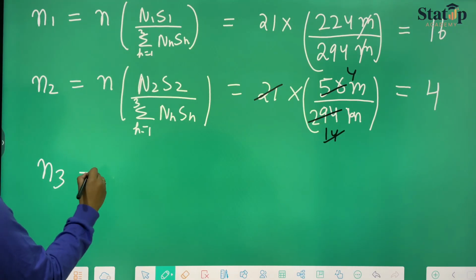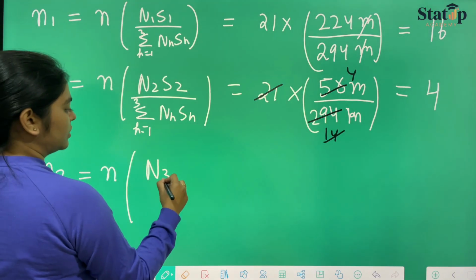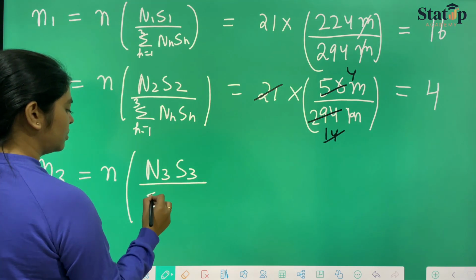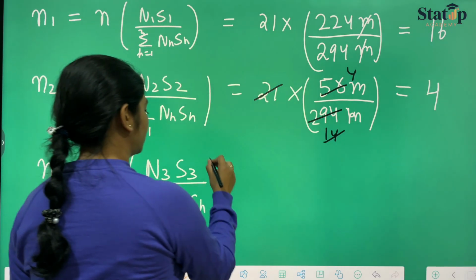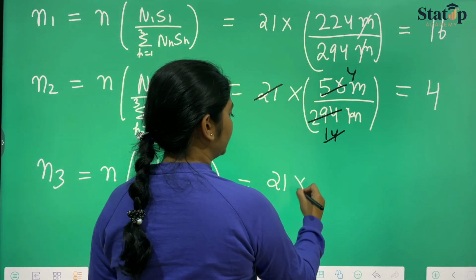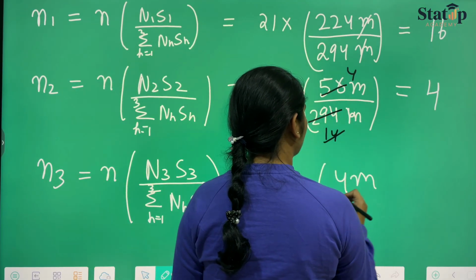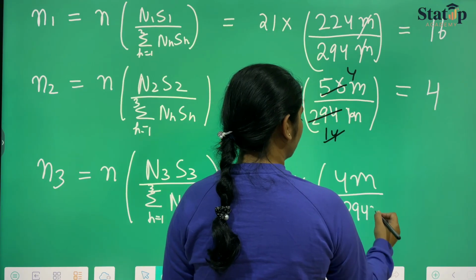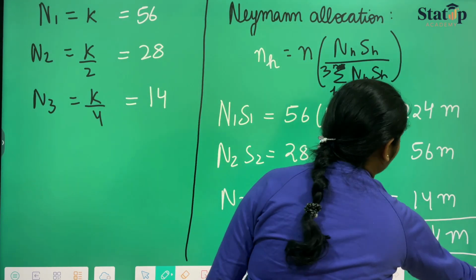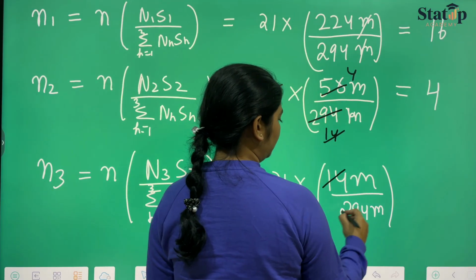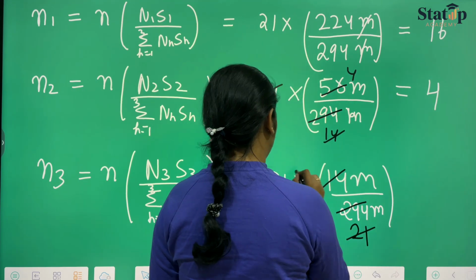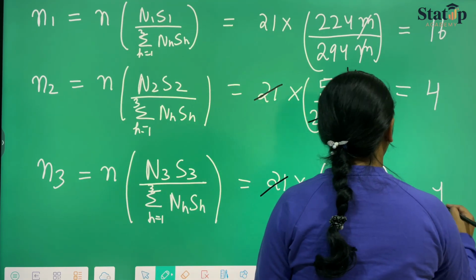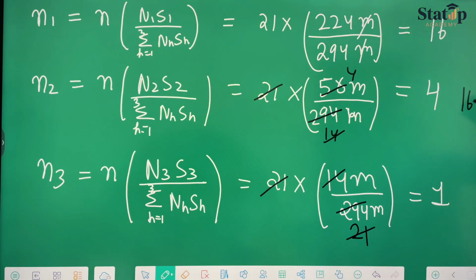So n3 is equal to N3 S3 upon summation h goes from 1 to 3 N_h S_h, which will be equal to 21 into 14M upon 294M. 14 21s are, and 21 21 gets cancelled and we'll be getting 1. Now if we take the total of this, 16 plus 4 plus 1, which is equal to 21, and which is n, so it is correct.